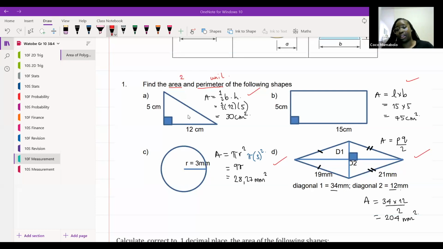I think it might have been the area of a kite. Yeah, the area of a kite does get quite tricky, and it's not actually in that write-up that I had for you guys. No issues, guys. No worries. Okay, let's talk about the perimeter for a second.